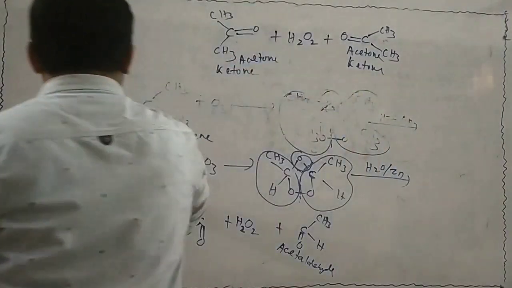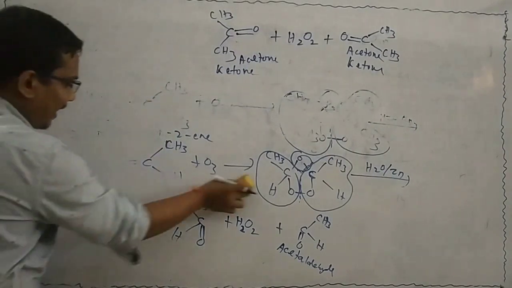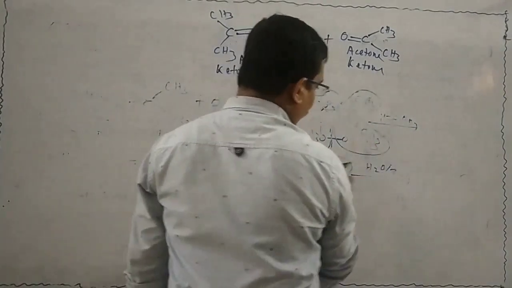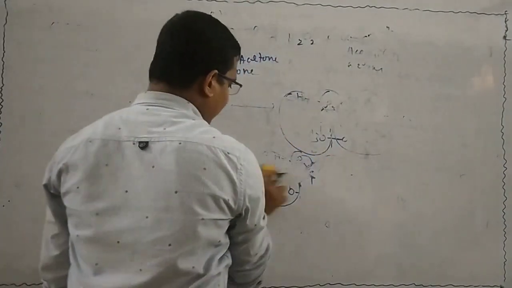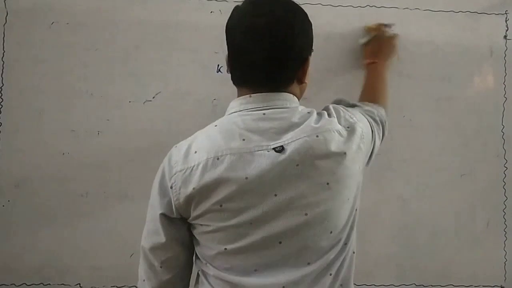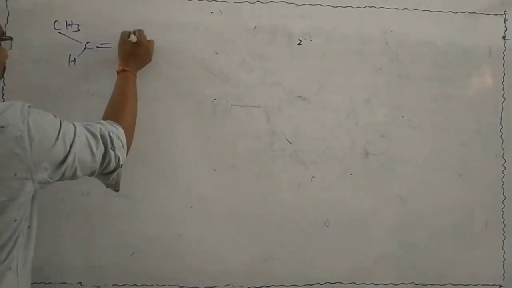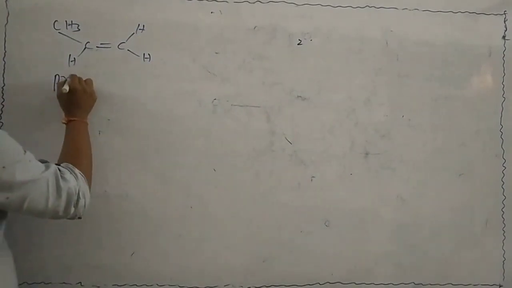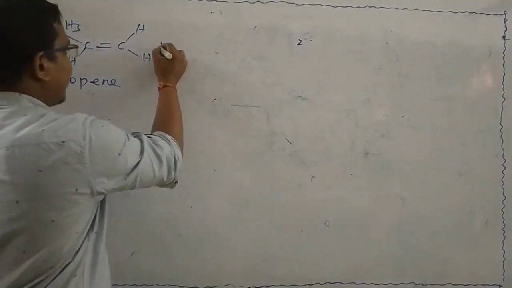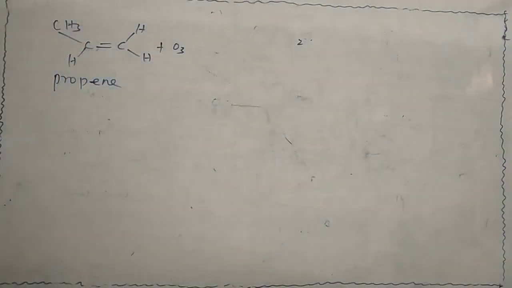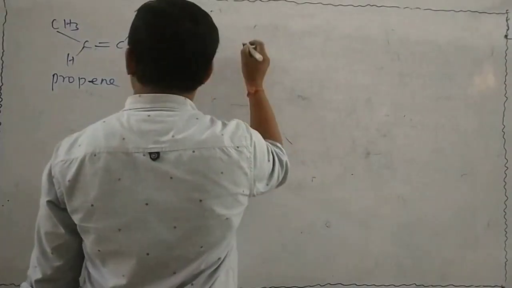Now let me explain the ozonolysis of unsymmetrical alkenes. Take an unsymmetrical alkene. Suppose I take this unsymmetrical alkene. Its name is propene. It is subjected to ozonolysis with O3. Then what will be the ozonide product?